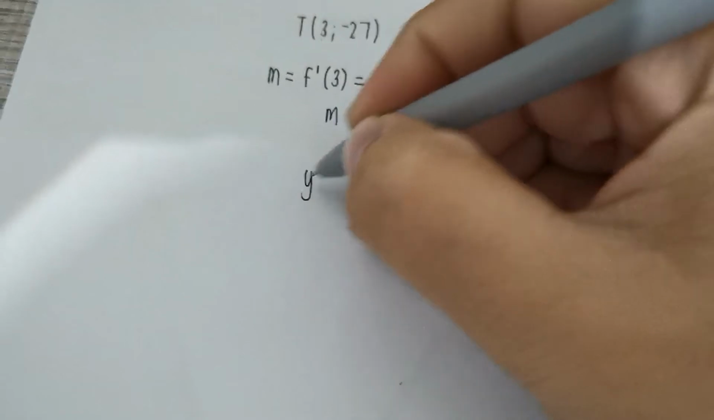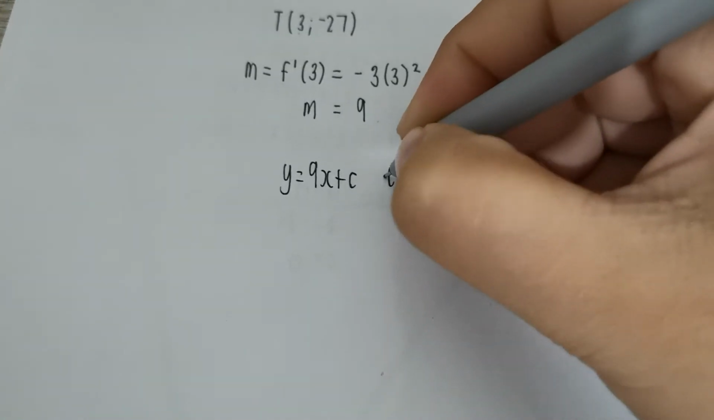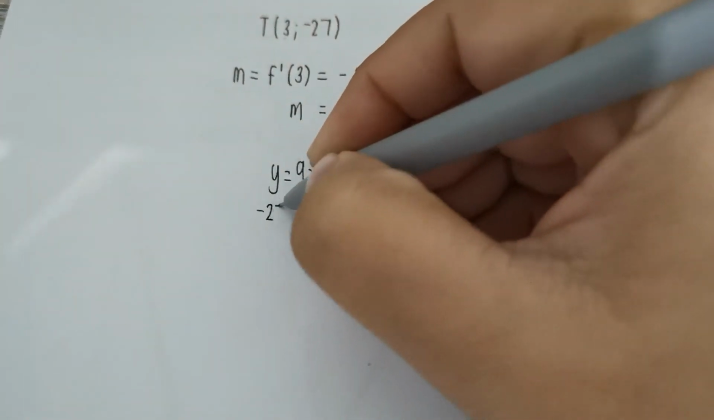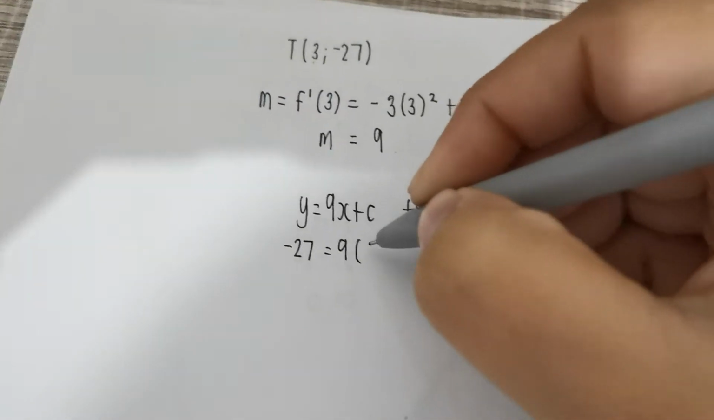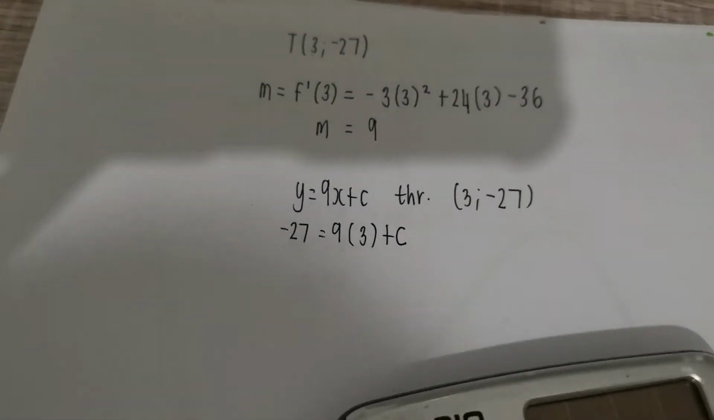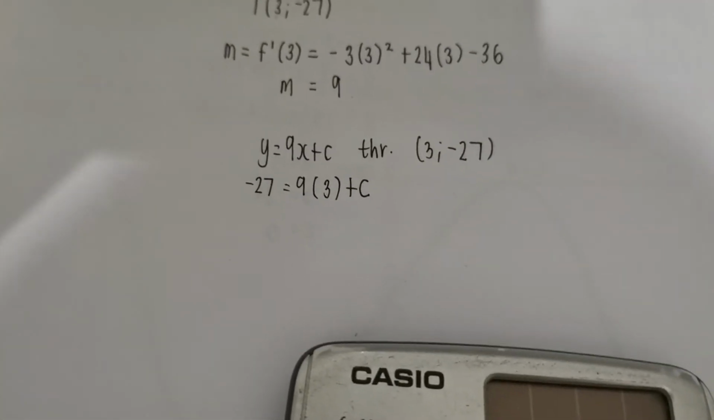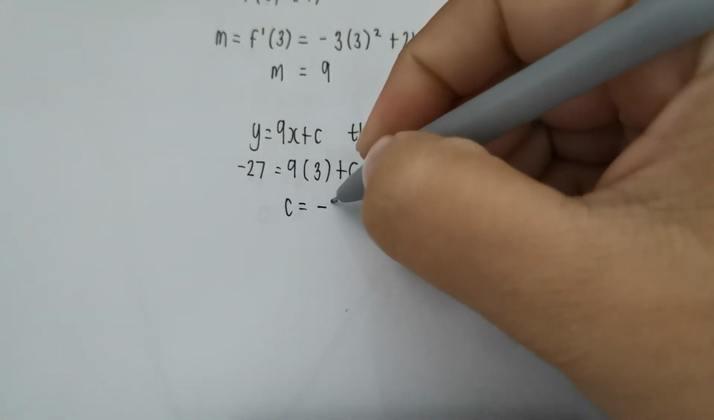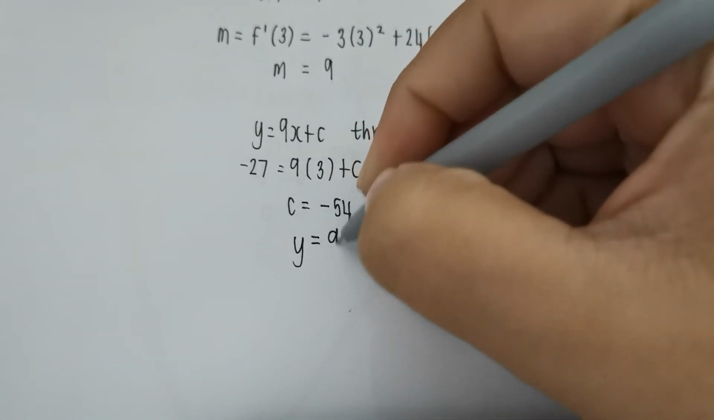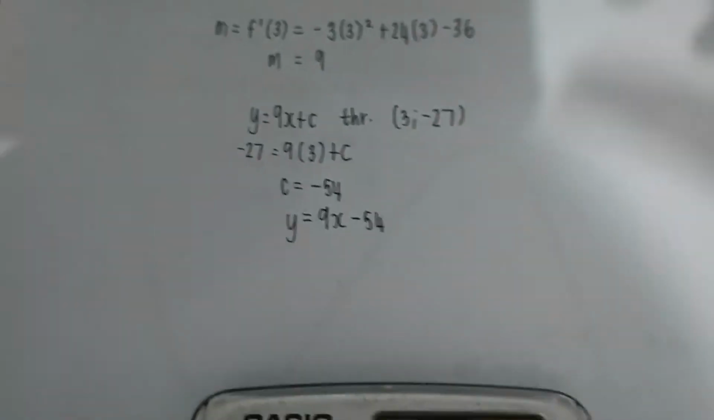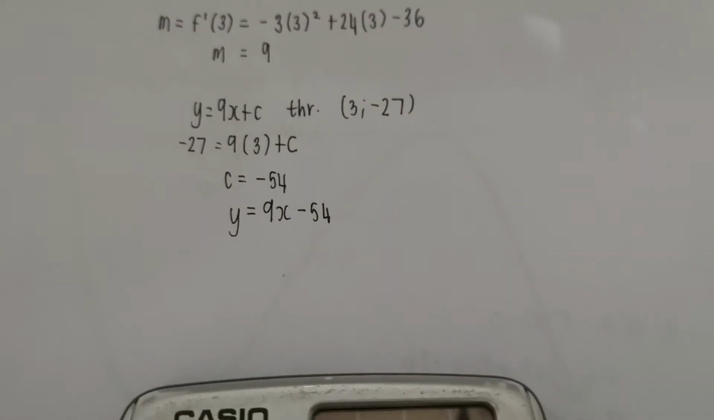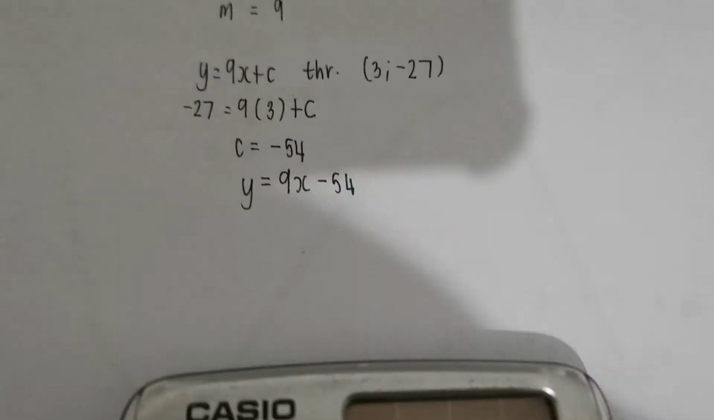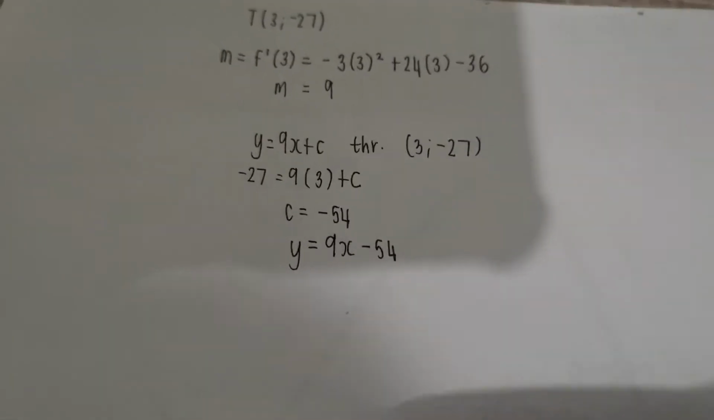So my equation is y is equal to 9x plus c through point D, which is 3 and negative 27. That's the equation of the tangent at the point T, which was 3 and negative 27. Okay, next question.